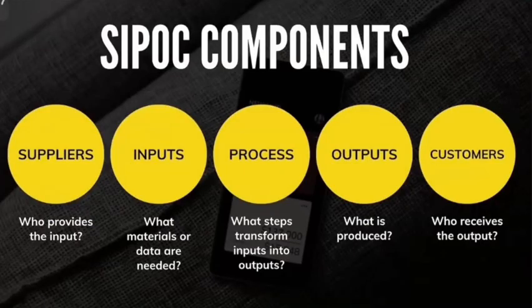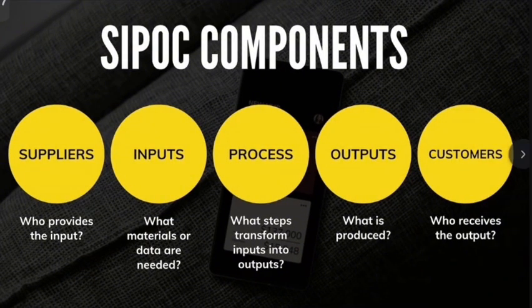Now, what does SIPOC stand for? There are 5 components for SIPOC. S for suppliers, I for inputs, P for process, O for outputs, and C for customers. These 5 parts are arranged in order because every process naturally starts with suppliers and ends with customers. For an overview, suppliers are who provide the input. Inputs are what materials or data are needed. Process is what step transforms inputs into outputs, outputs are what is produced, and lastly, customers are who receive the output.